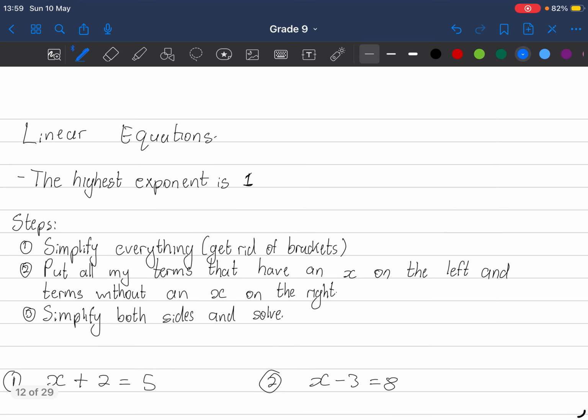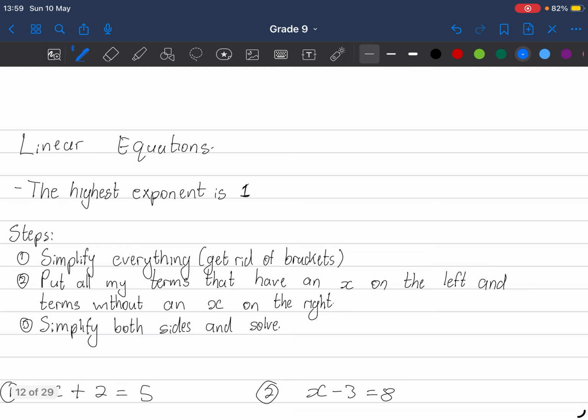Step 2 is the most important idea. With a linear equation, the most important thing is always to put all my terms that have an x on the left and the terms without an x on the right. Now, this is the simplest way to do it. Obviously, there are a few considerations.